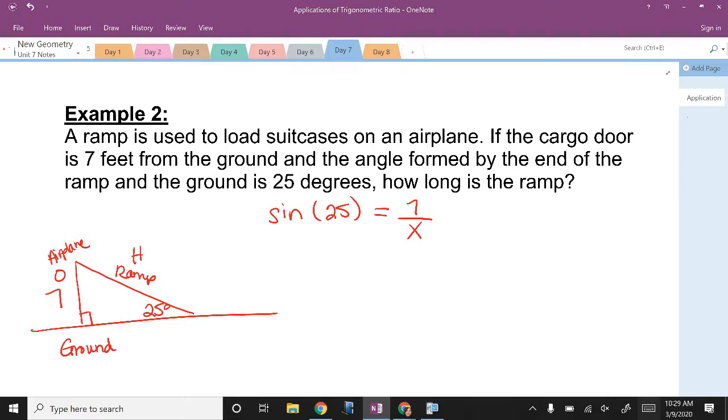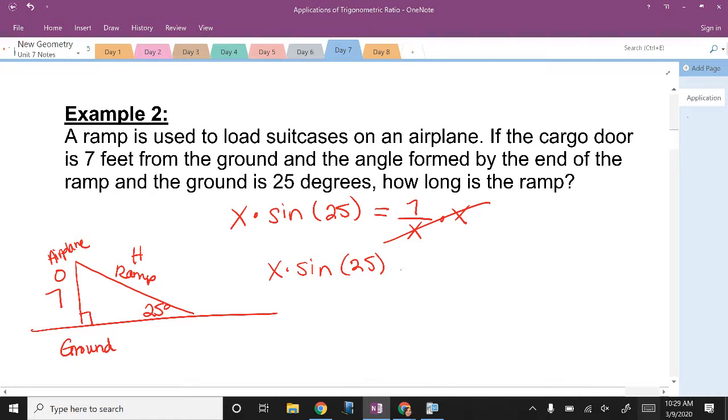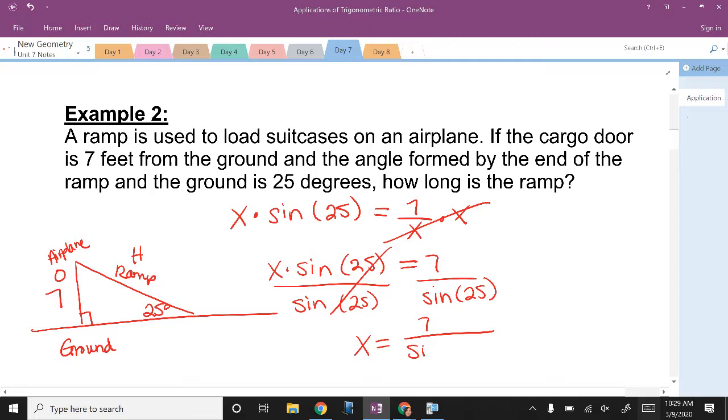All right, how do we get x out of the denominator? Multiply by x on both sides. So we have, those cancel, x times the sine of 25 degrees equals 7. Now how do I get rid of sine 25? Divide by sine of 25 on both sides. So x equals 7 divided by sine 25. So after you have your x by itself, then you can use your calculator.